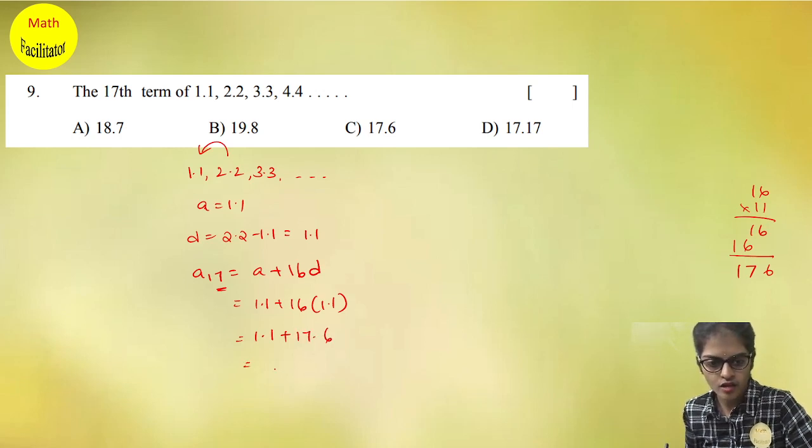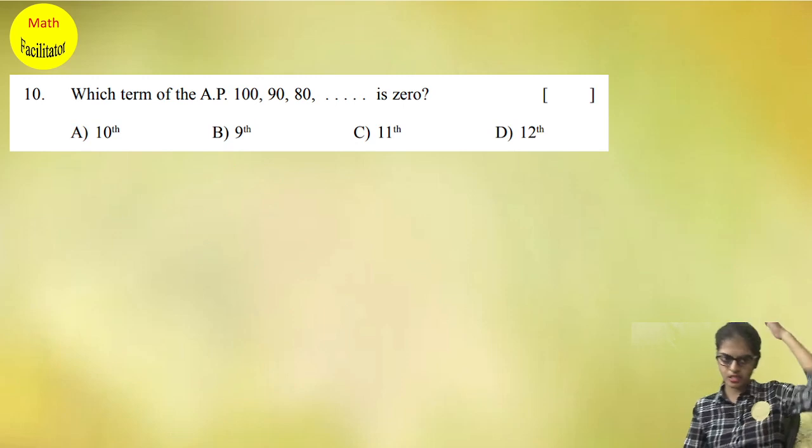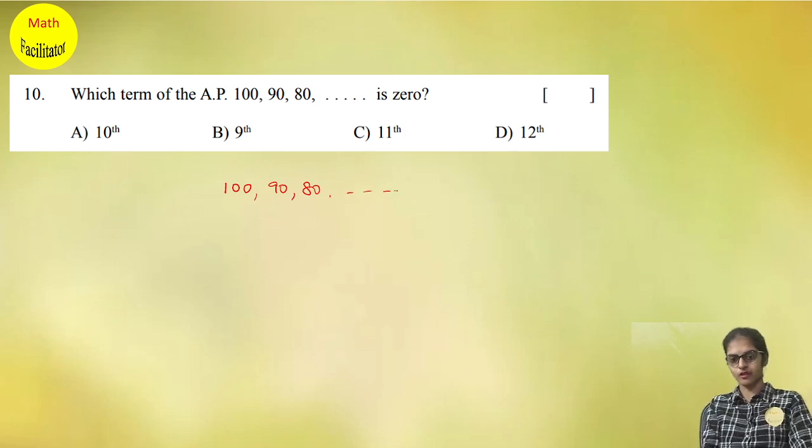17.6. So how much are you getting here? 7, 18.7? Yes, the answer is there. Okay, next one. Which term of the AP? People, you should do the questions along with me. Simply seeing the questions will not help you.